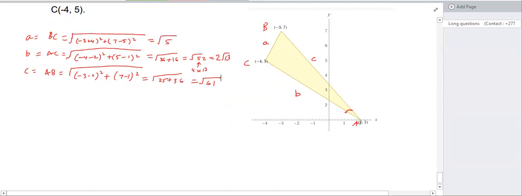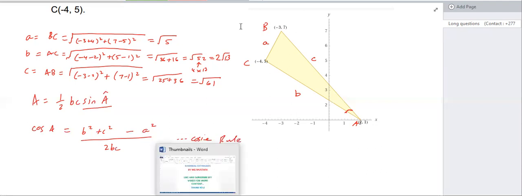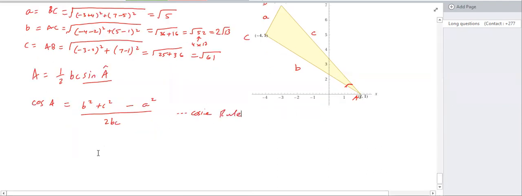Now we have the lengths of all the sides. Remember, the area formula is area equals half BC sine of angle A. We can't actually find angle A, so we need a representation for sine of angle A. To find it, we can get cos of angle A, which is equal to minus A squared plus B squared plus C squared, divided by 2BC, which is the cosine rule.